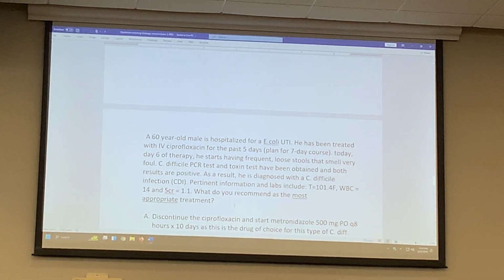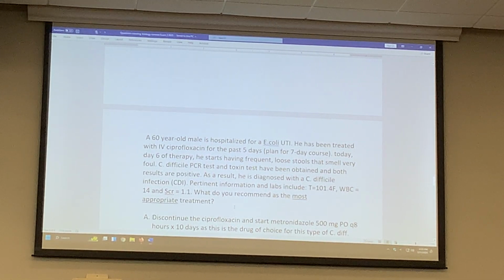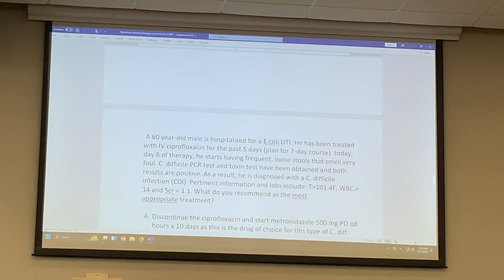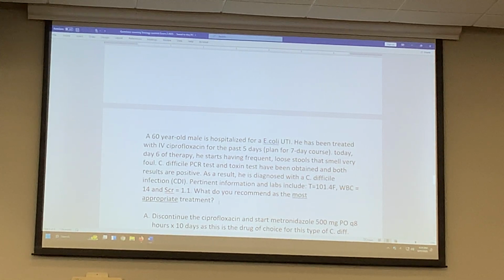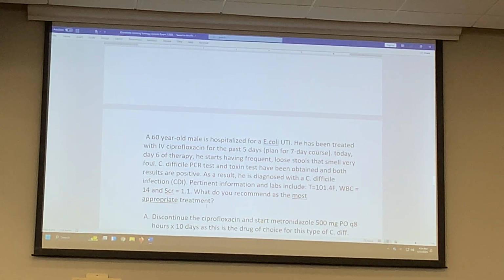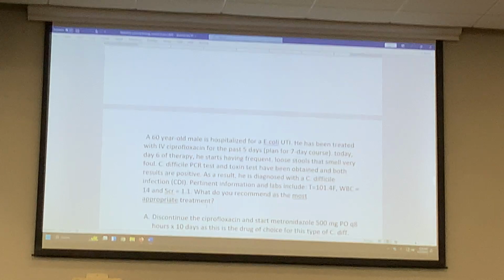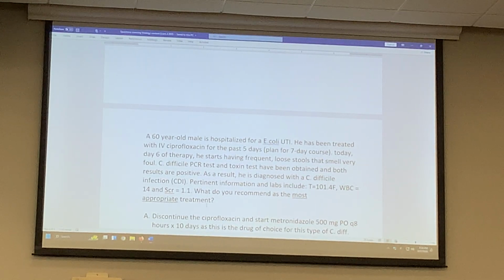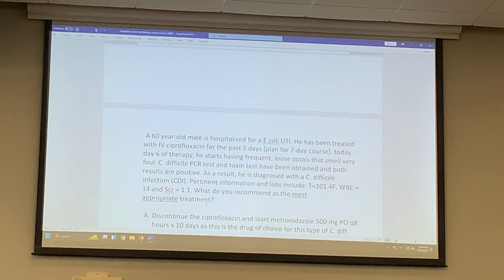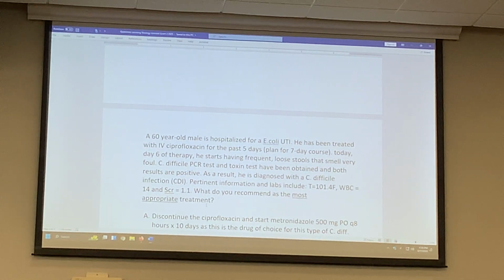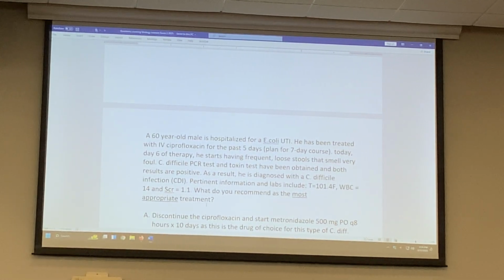Mild C. diff, right? So initial episode, mild C. diff. Right here, if you studied, you should know automatically that's what it is. And then in your mind, before you even jump to the answer key, you should say, what do I remember about the treatment for mild initial episode? What is the drug of choice? Or the two drugs of choice? For mild initial C. diff. Vancomycin, right? Or what's the other one?